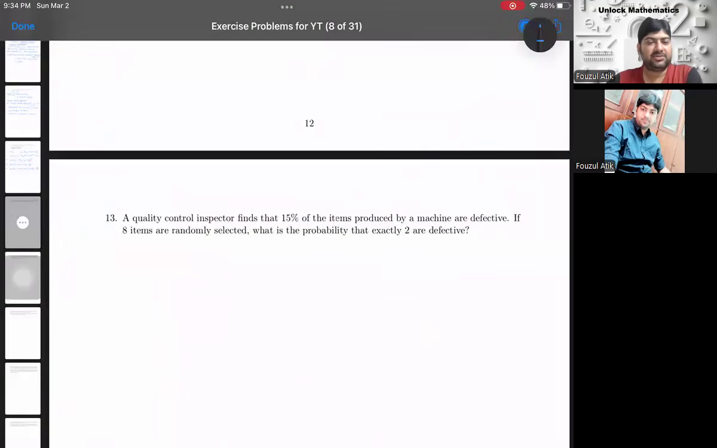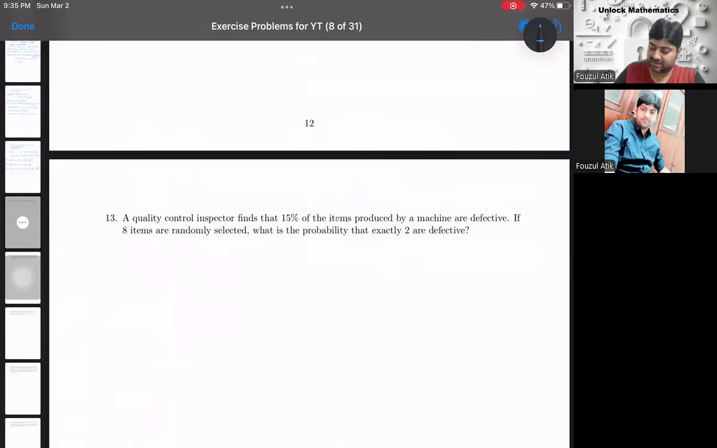A quality control inspector finds that 50% of items produced by a machine are defective. If 8 items are randomly selected, what is the probability that exactly 2 are defective? Now again, your items are either defective or perfect. Whenever you select an item, it can be defective or not defective, so it is either success or failure. Here probability of success means the probability of getting the defective piece.